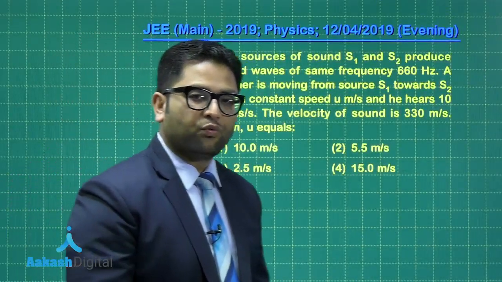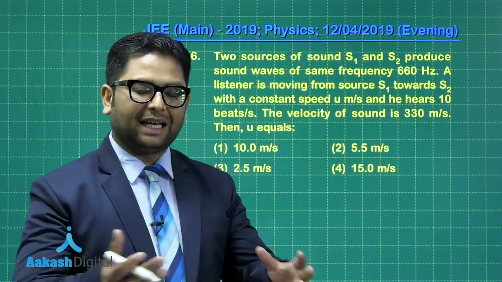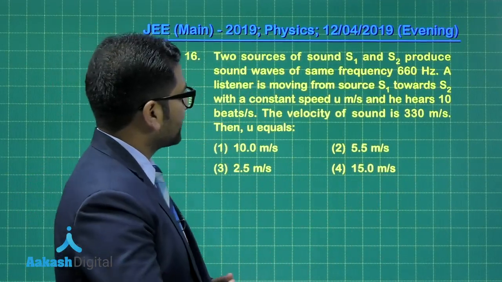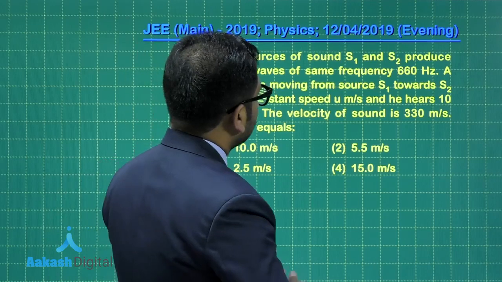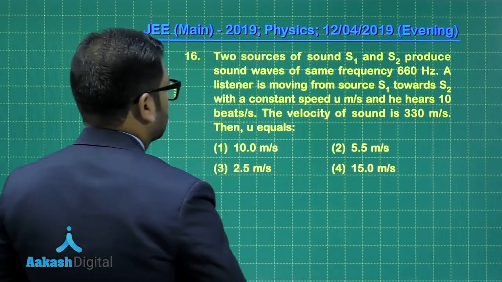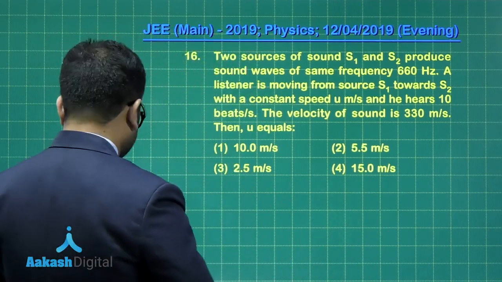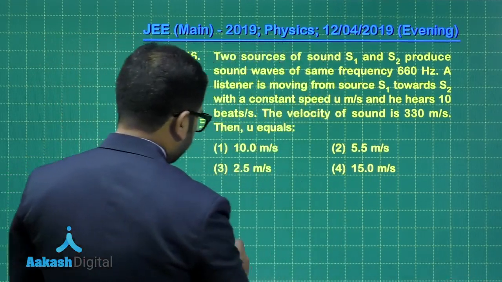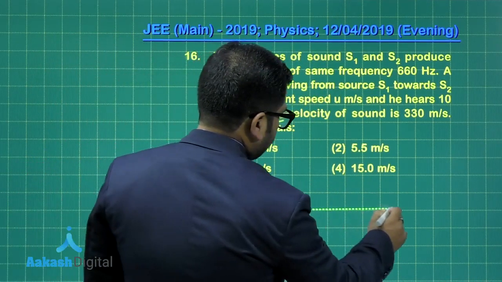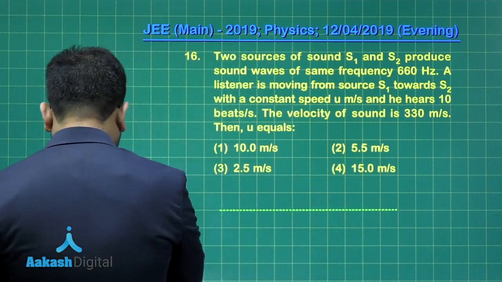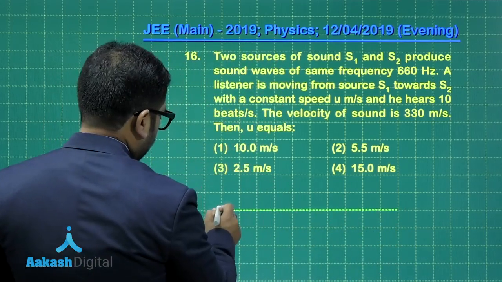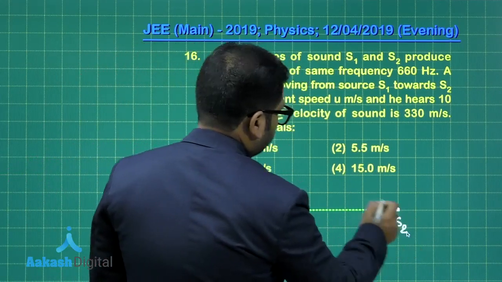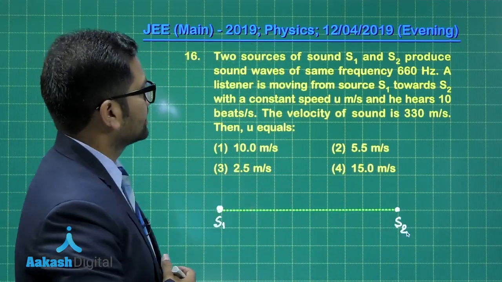16th is from wave, Doppler's effect, and finally a small part of beat. Now it says there are two sources of sound, S1, S2. They produce the same frequency, 660 Hertz. So it's something like, let me make this as the line, and along this there is S1, there is S2, and both of them produce 660 Hertz.